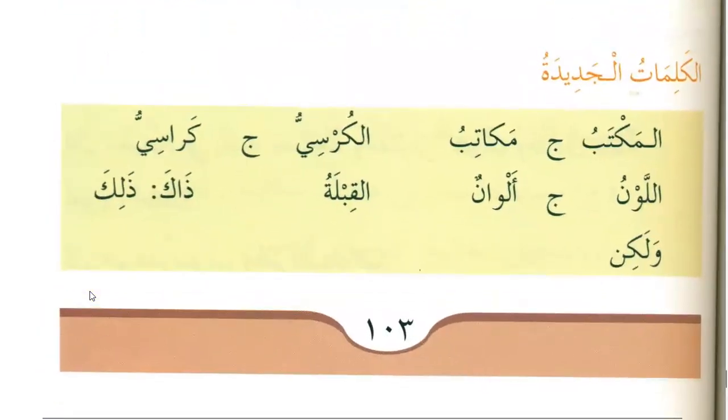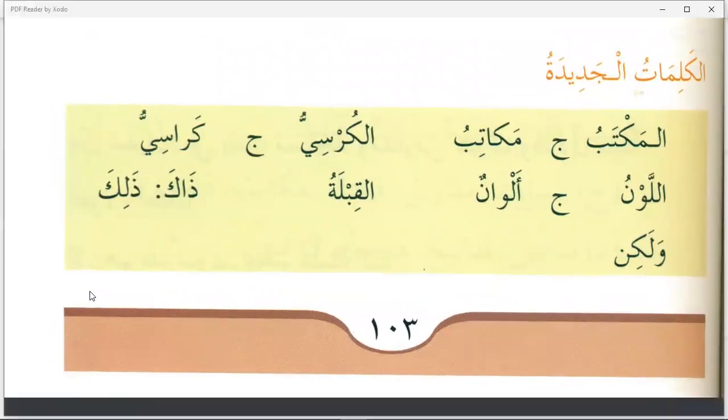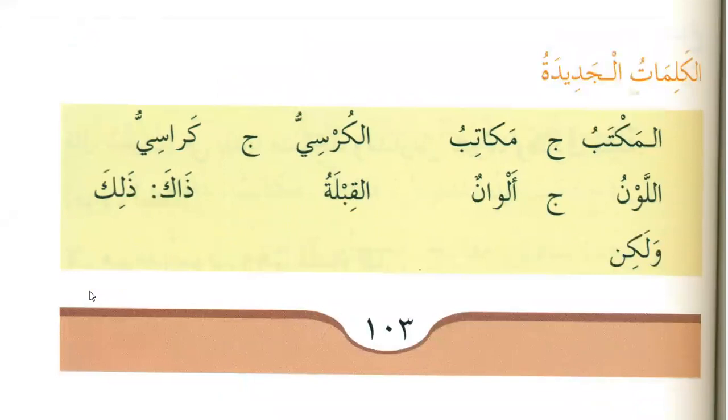Al-Kalimatul Jadida, new words. Here are some new words for you. Al-Maktabu, plural is Makatibu. Al-Lawnu, plural is Alwan. Walakin, but. Al-Kursiyu, plural is Karasiyu. Al-Qiblatu, qibla.